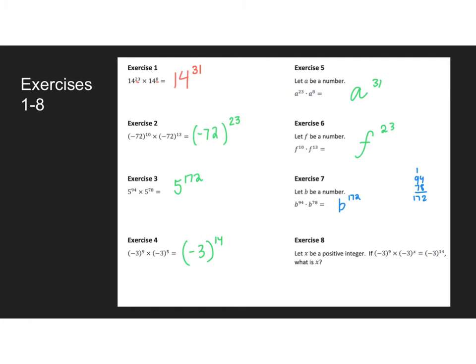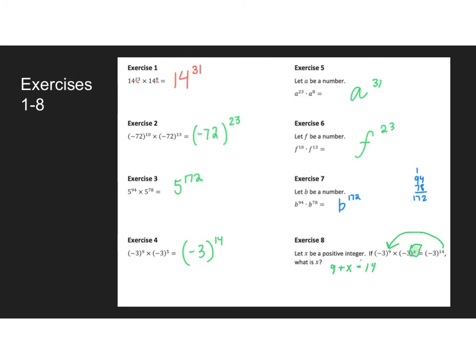We did 7 together. And then we have exercise 8. It says, let x be a positive integer. If negative 3 to the 9th times negative 3 to the x power equals negative 3 to the 14th, what could that x be? So essentially it's saying that we need to find the difference between 14 and 9 to get this answer, right? We can fill in the blanks because 9 plus this x equals 14. So 9 plus this x has to equal 14.